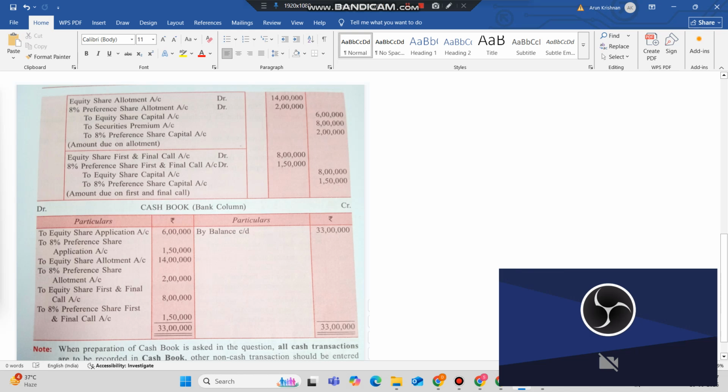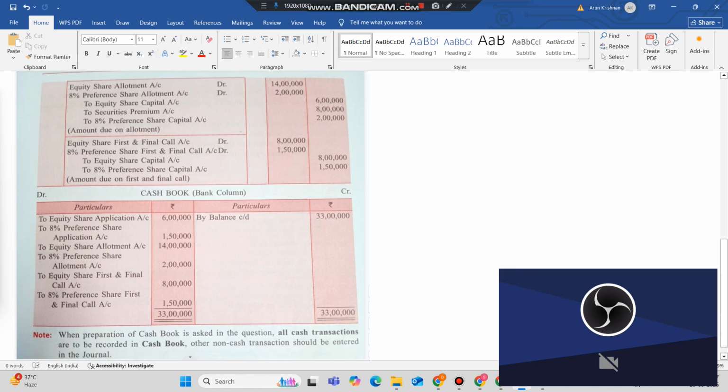So the maintenance of the cash book is also necessary to know the cash transactions of the business. This is how we need to make journals for the amount due for application, allotment, and first and final call, also with the premium, and how we entered it. So with both the equity and the preference shares we saw an example.